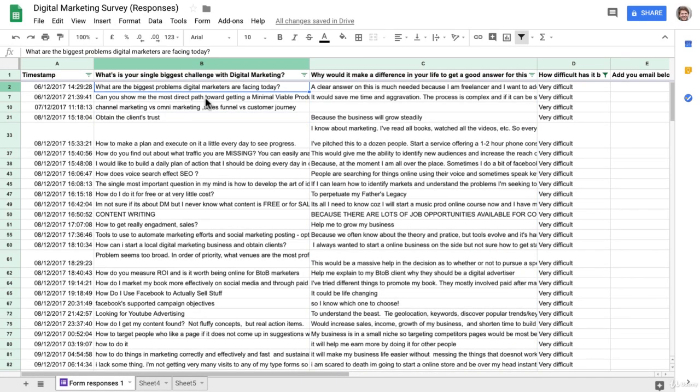So let's just go and have a look at it here. Okay, not every response is going to be perfect, so you're just going to have to go through one by one, down through them, and pick them out. So let's see the problem here. What's your biggest challenge? Can you show me the most direct path towards getting a minimal viable product in the marketplace? Okay, so that's a great problem to solve.